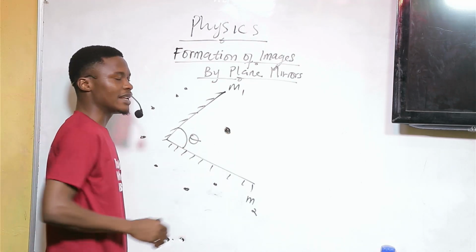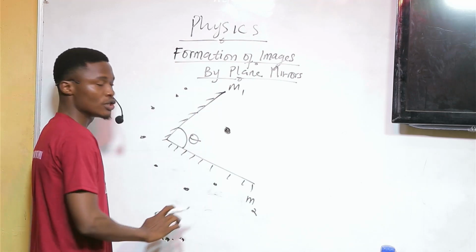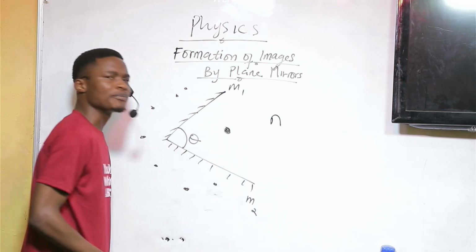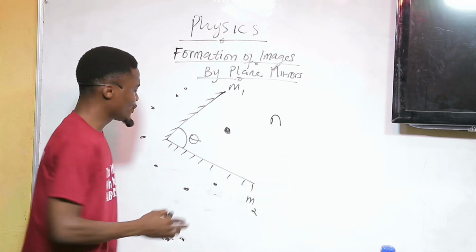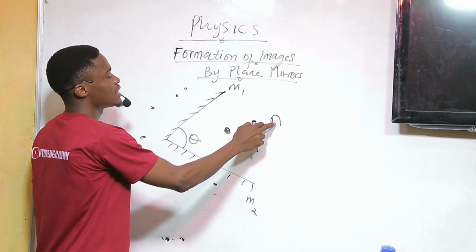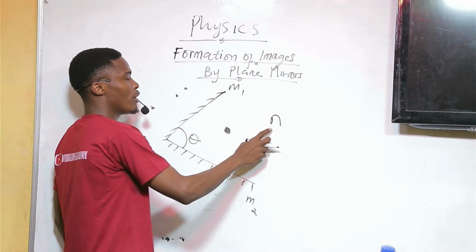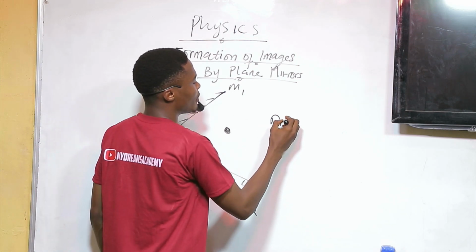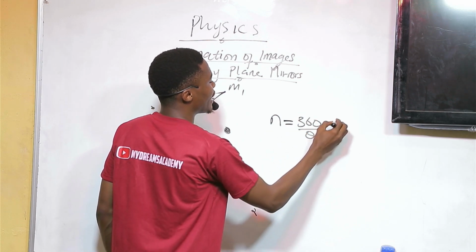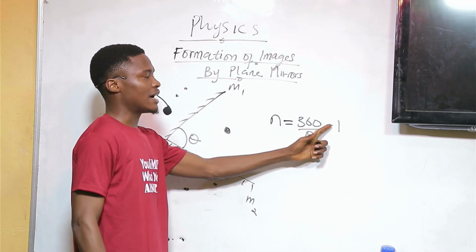Interestingly, they are going to ask us in exams the number of images that are going to be formed. The number of images formed, we represent with letter N. It depends on the angle between the mirrors, theta. Depending on the value of theta, it will tell us the number of images that will be formed. Generally, the number of images formed is given by the formula N equals 360 divided by theta, minus 1. So N is equal to 360 over theta minus 1.